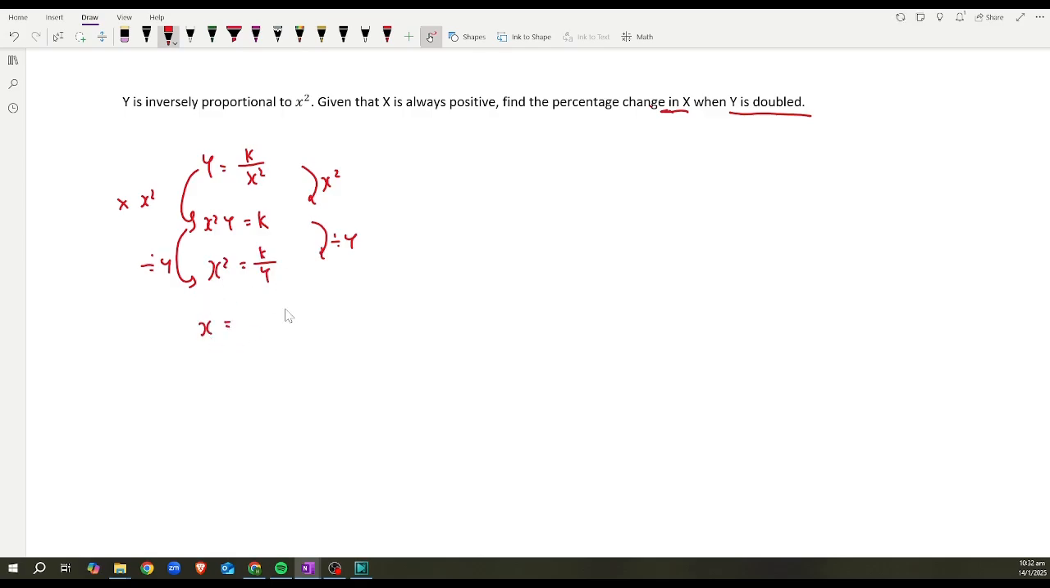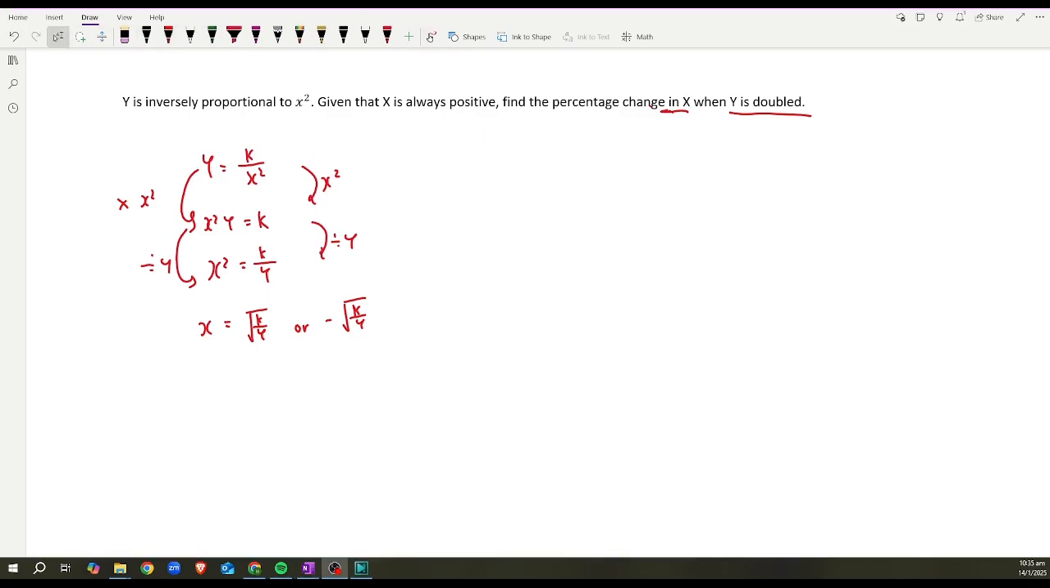So you have x equals square root of k over y, the positive square root, or negative square root of k over y. Remember when you square root, it's plus minus. Because for example, if x squared equals 4, then x can be 2 or minus 2. Because when you square both values, you'll get 4. So you need to consider both possibilities.